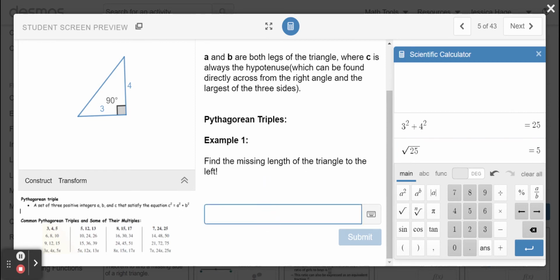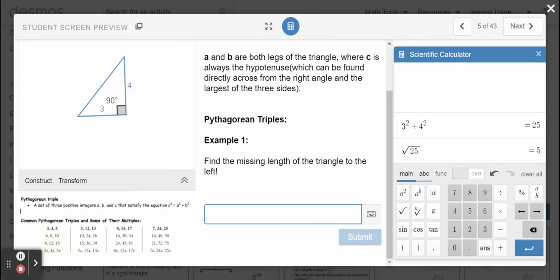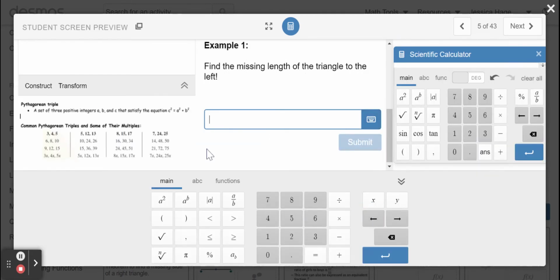I'll show you another way to get 5 with this keyboard down here. You can also type the square root first, and then type the 3 squared plus 4 squared underneath it. So let me show you that as well. I'm going to open this keyboard here. Again, this scientific calculator to the right was from clicking the top of Desmos. So let's open this one.